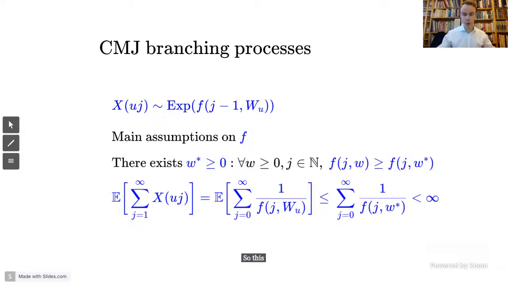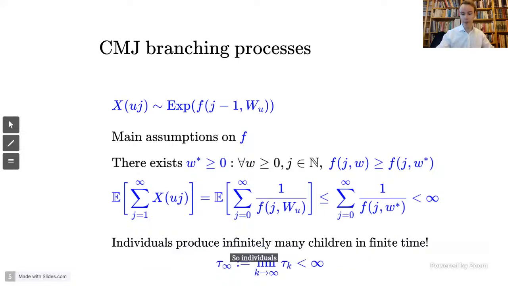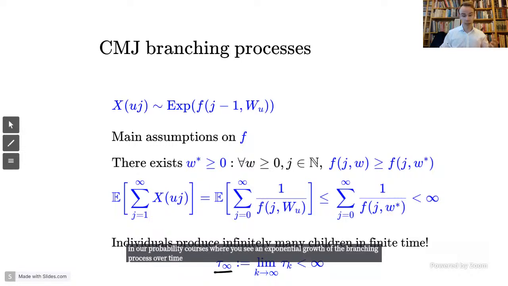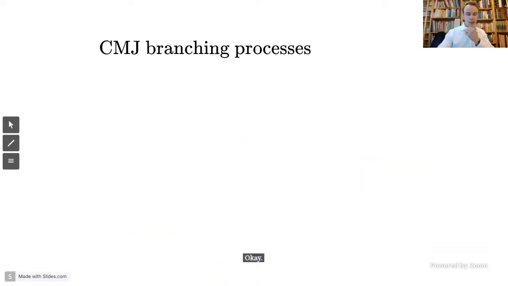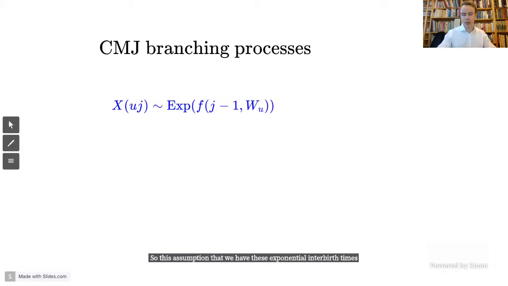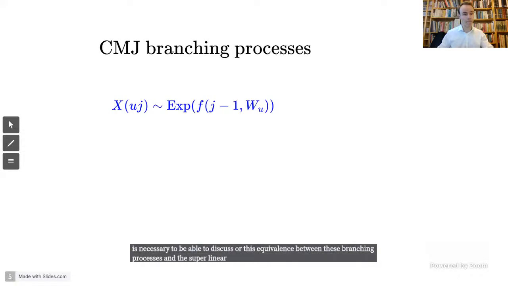So this means that an individual U will only need a finite amount of time to produce an infinite number of children. So individuals will produce infinitely many children in finite time, and in particular, this time tau infinity at which the branching process is infinitely large is also finite, almost surely. So it's quite an extreme branching process, rather different from, say, a discrete time branching process that we learn in our probability courses, where you see an exponential growth of the branching process over time. That is not the case here. So this branching process really explodes. It grows infinitely large in finite time, almost surely. Okay, so this assumption that we have these exponential interbirth times is necessary to be able to discuss this equivalence between these branching processes and the superlinear preferential attachment tree.